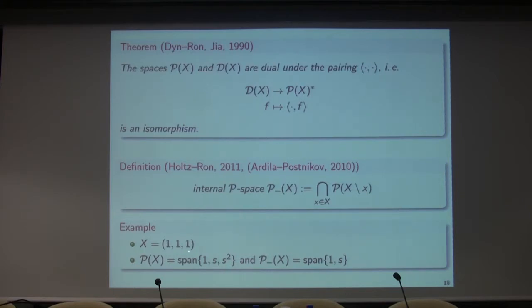Well, here we have to remove one element, and then we can just take one or none and see that this is the internal T space.